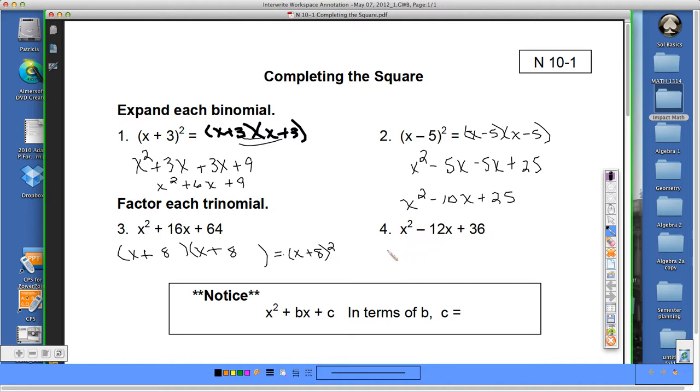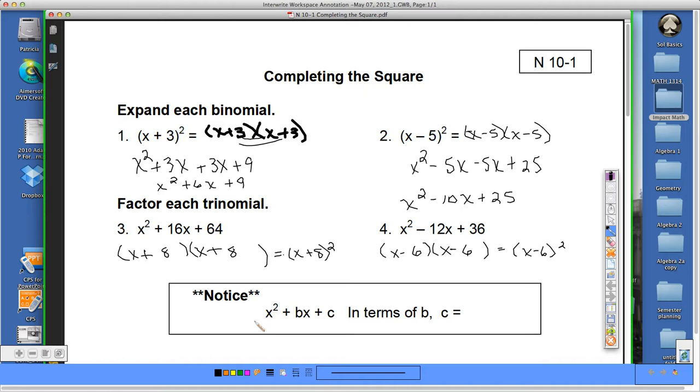Here we have x times x will give me the x squared. Factors that multiply to be 36 and add to be negative 12 are going to be negative 6 and negative 6. So this factors as x minus 6 squared. So all four of these are examples of perfect square polynomials.